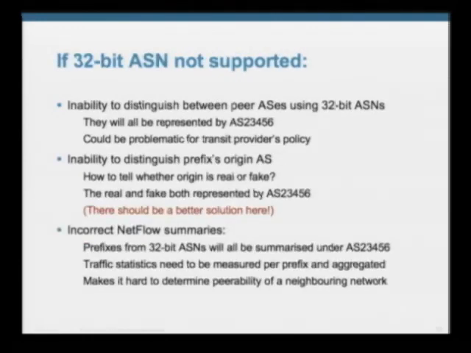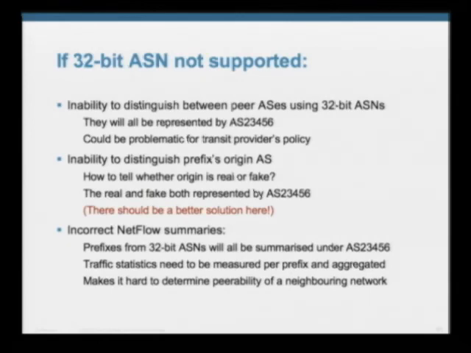Right. Now, if you don't actually support 32-bit ASNs on your router software, you have a few problems. I mean, it'll all work, but you have the inability to distinguish between peer ASs using 32-bit ASNs. They all look the same. They all look as though they're 2, 3, 4, 5, 6. So you're going to have to use something else. I mean, if they use communities, you're all right. But if they don't use communities, they're all 2, 3, 4, 5, 6.